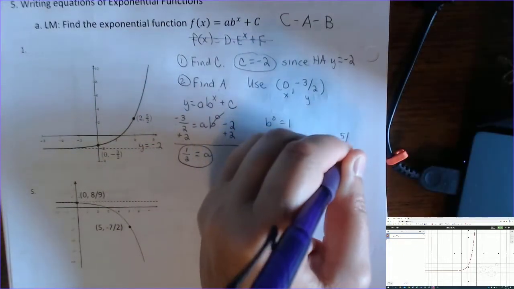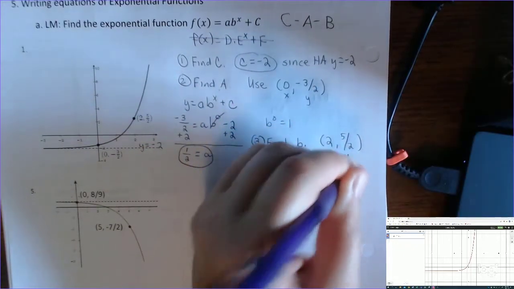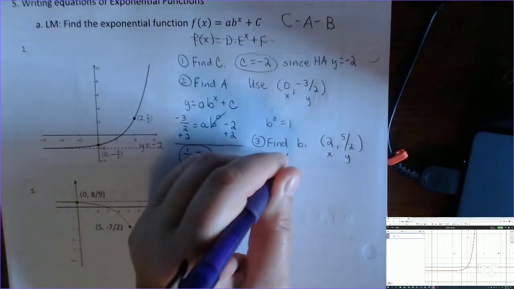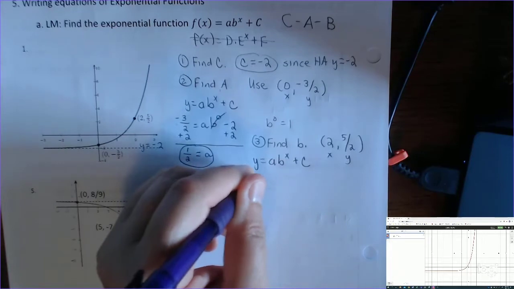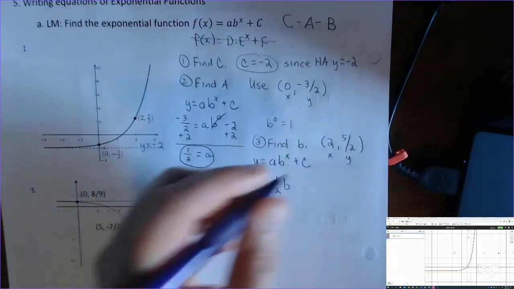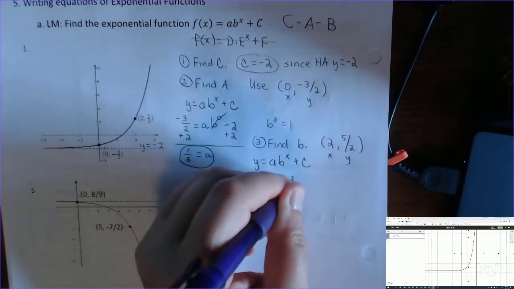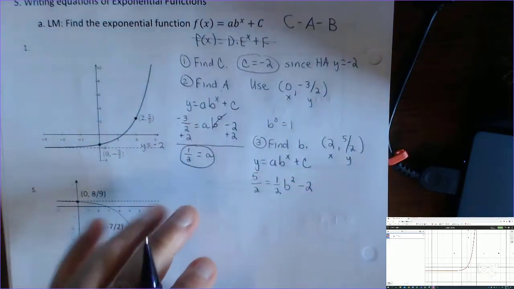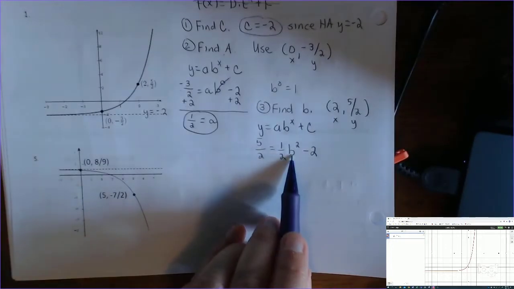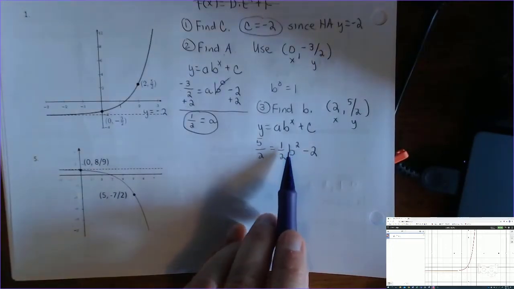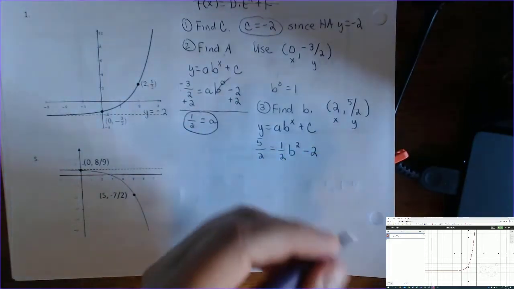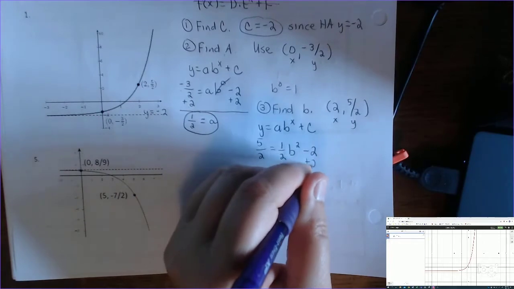So use this again, y equals ab to the x plus c, and we know y is 5 halves. A we now know is 1 half. B to the x, this is 2, and then c was minus 2. So this is the toughest algebra. You want to get b by itself. The first thing is squared, then it's multiplied, then it's subtracted. So you always want to undo the opposite of the order, so we're going to add 2 to both sides.